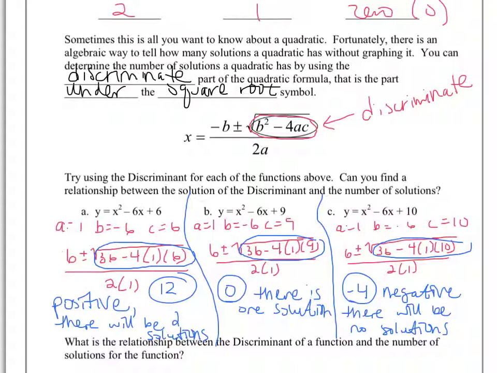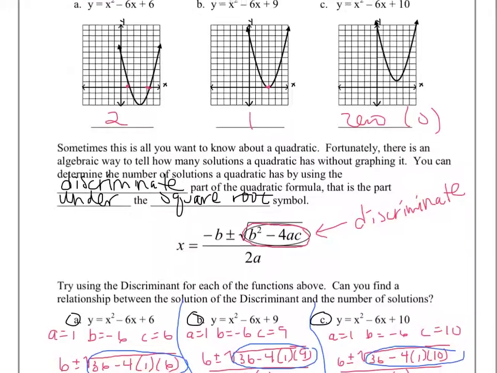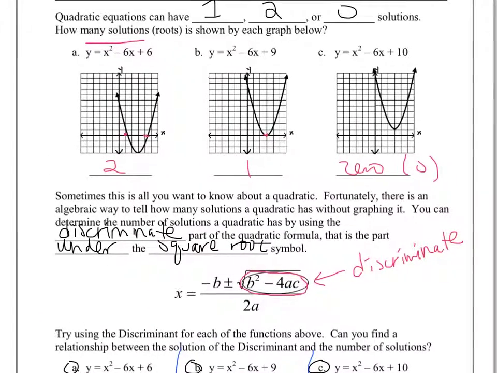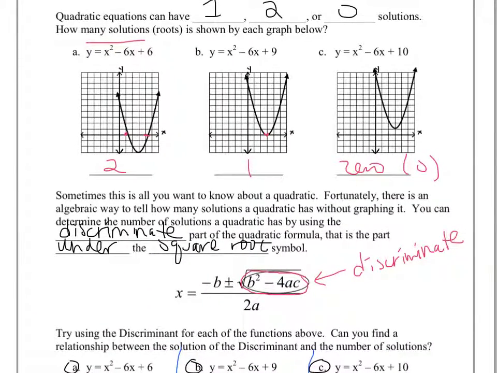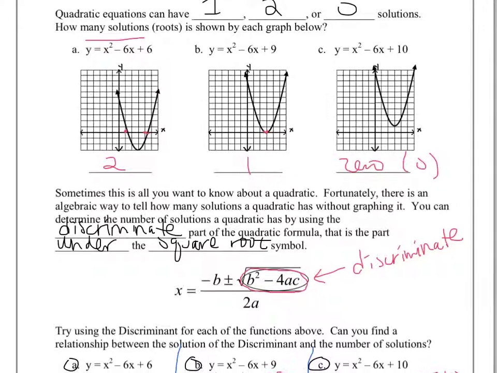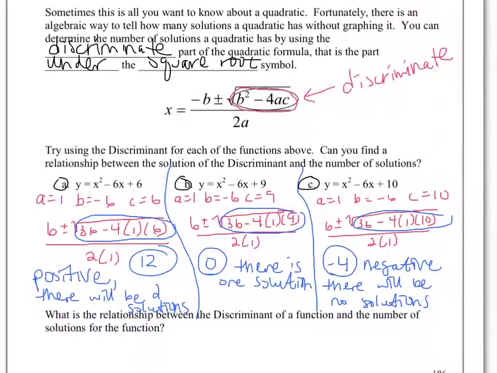Okay, so I want to take a minute and look at the actual equations A, B, and C. If we go back up to the top, we can see that these, in fact, are the graphs of those. So just to get a visual of what it looks like: 2, 1, and 0. How many times it crosses the x? How many solutions?